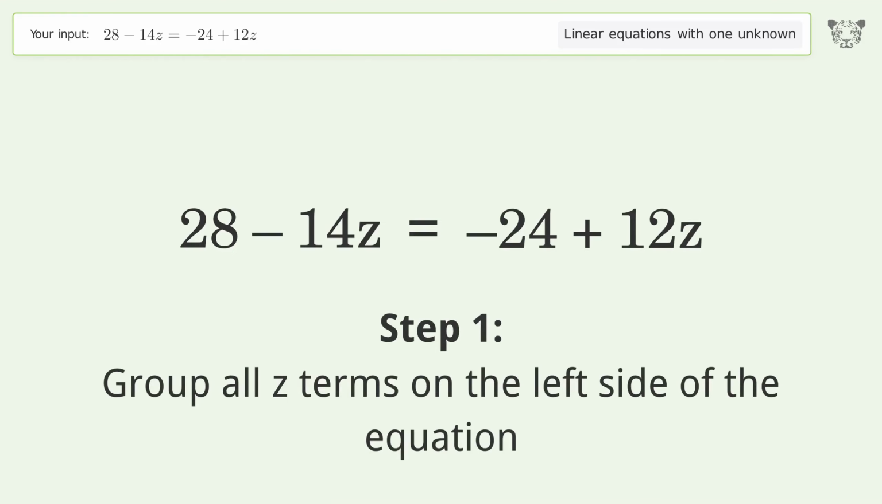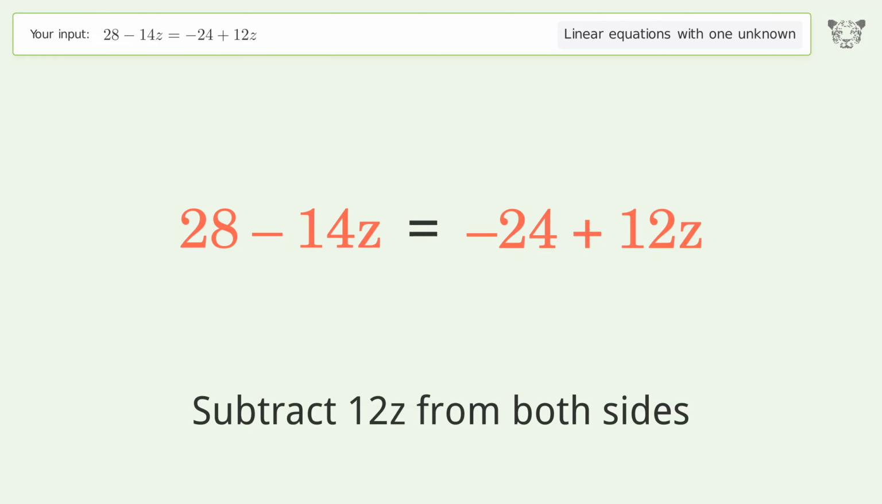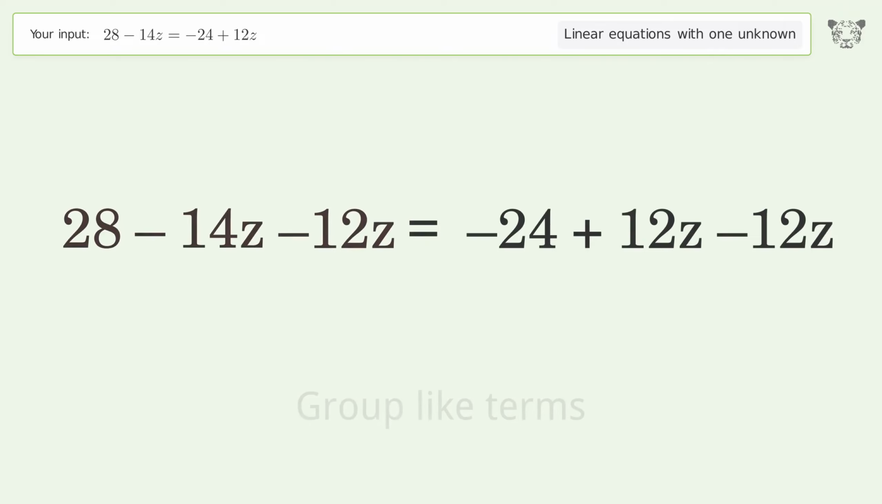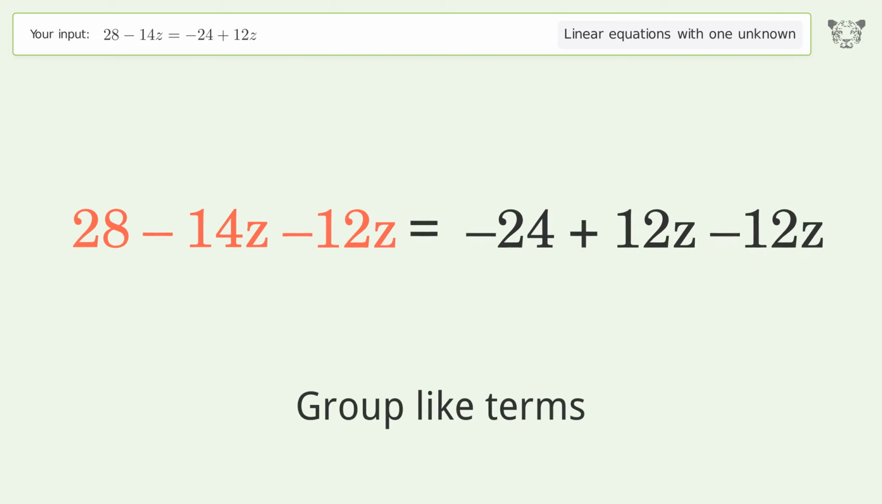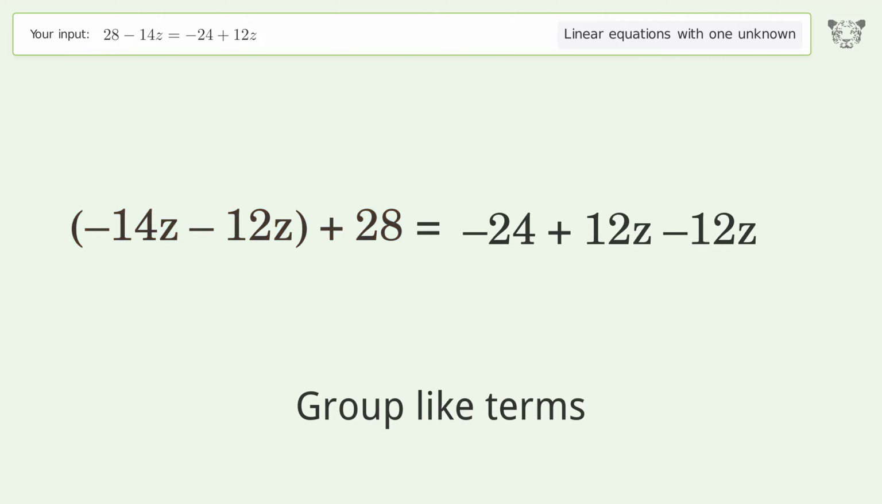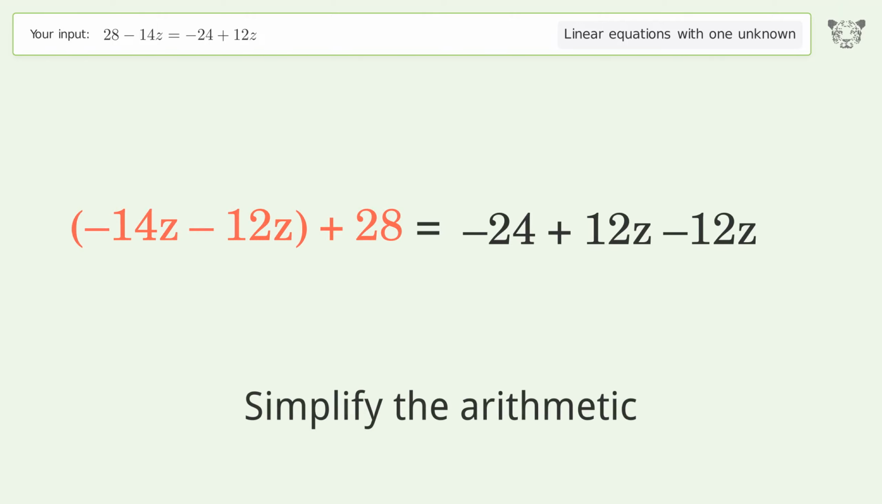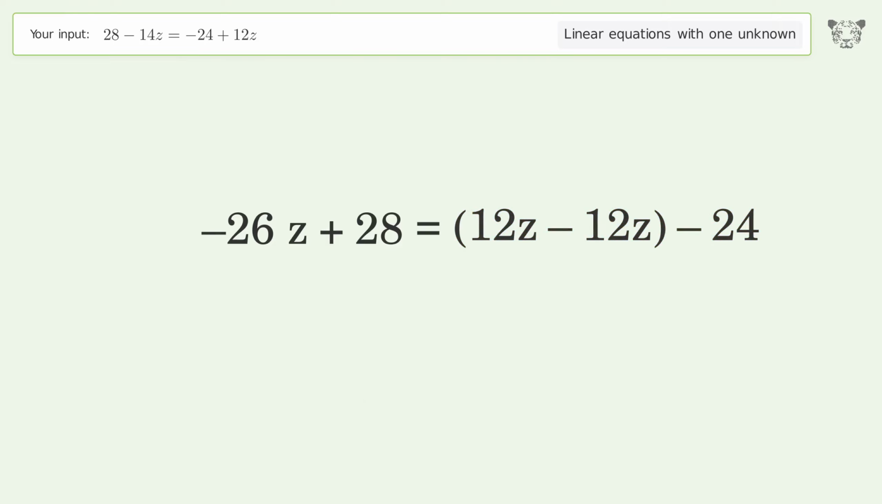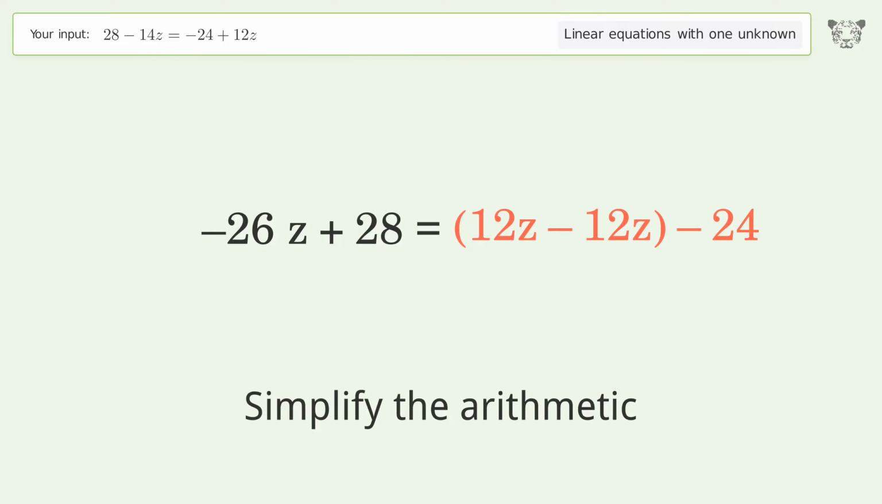Group all z terms on the left side of the equation. Subtract 12z from both sides. Group like terms. Simplify the arithmetic. Group like terms. Simplify the arithmetic.